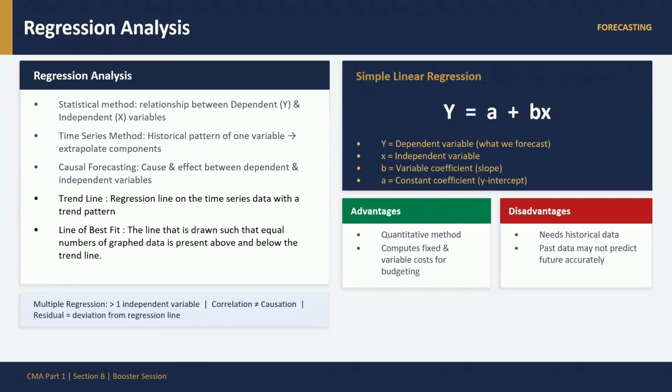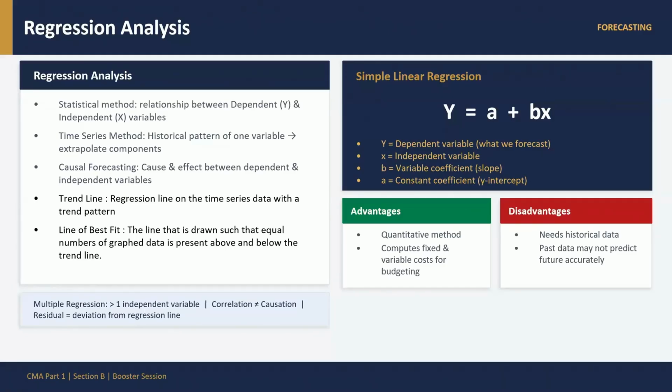Then comes causal forecasting. In causal forecasting, we will determine a cause and effect relationship between dependent and independent variables. So what is cause and effect relationship? That means there will be a very specific interrelationship between variables. For example, sales and COGS. Both of them have a very good cause and effect relationship. If sales is increasing, as we are selling more units, cost of goods sold will also increase. So that is cause and effect relationship.